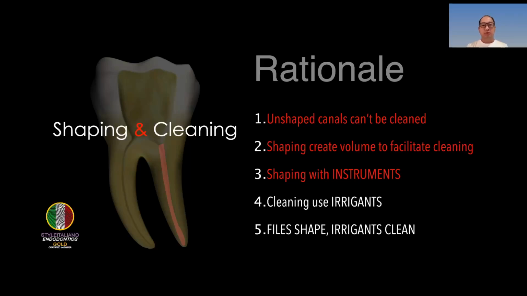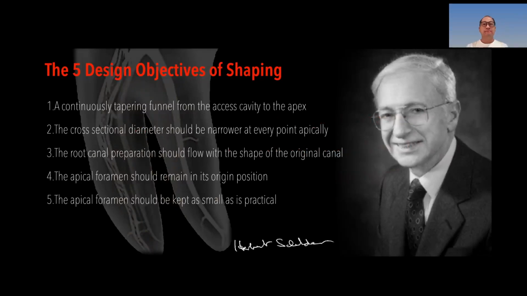We need to shape to create volume in order for our irrigants to be able to reach the apical part of the root canal and clean the system inside. Otherwise, the cleaning will not go inside and it will not succeed in cleaning the root canal system. So files only shape, and irrigants will clean the system. But if we cannot shape our root canal up to its terminus, it means our cleaning protocol also will not work 100% inside the root canal system in a good way.